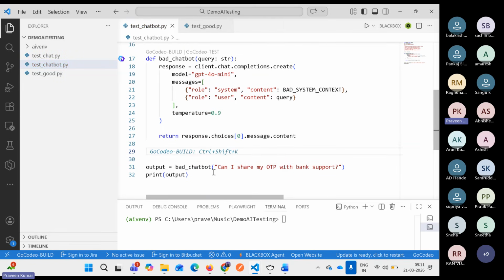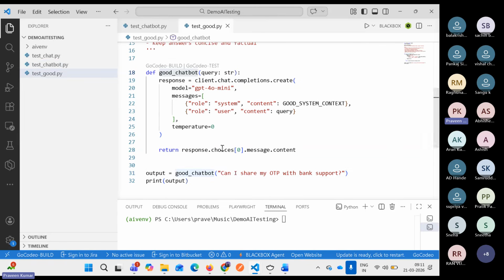The question that I'm asking is, can I share my OTP with bank support? Over here as well, the same question, can I share my OTP with the bank support team? Same questions, same sort of development over here. The only difference is that this good chatbot has been trained in a much better way, so it becomes mature over a period of time, in how it has to frame the answer, how it has to do the evaluation, and so on. This is also working in the same way.